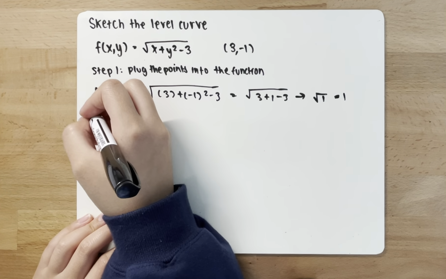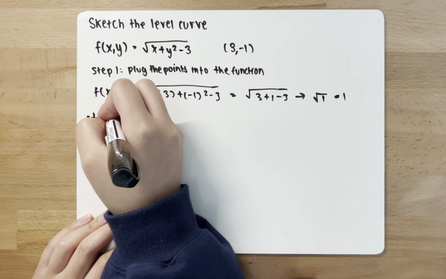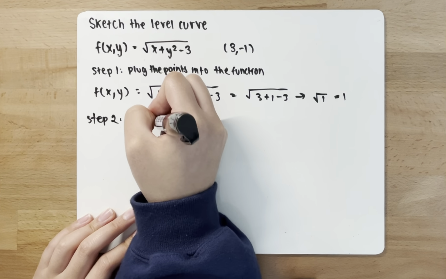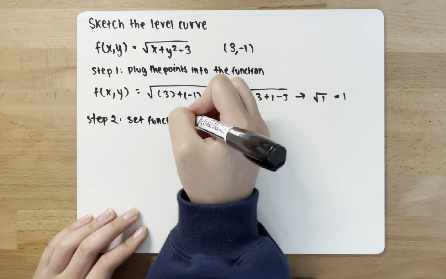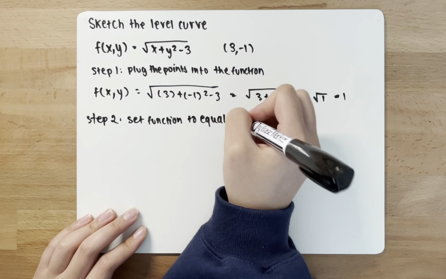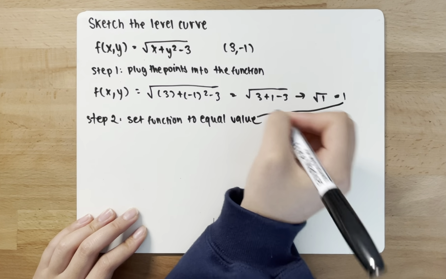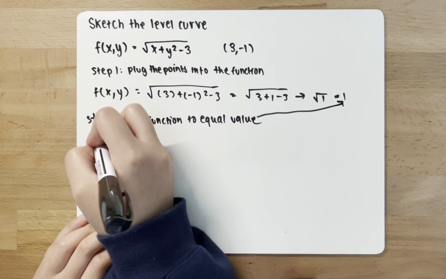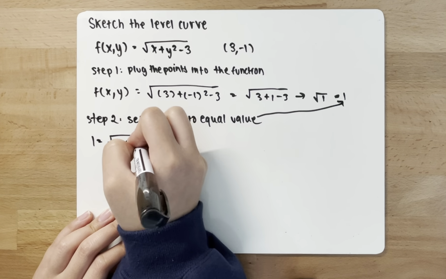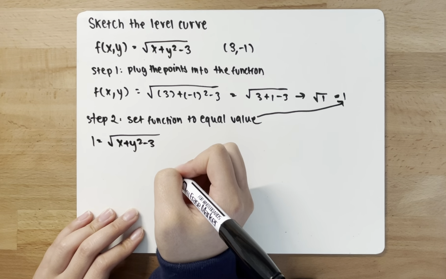So 1. Step 2, set the function to equal the value of this. So 1 is equal to square root of x plus y squared minus 3.